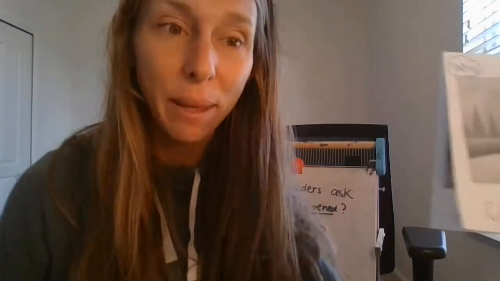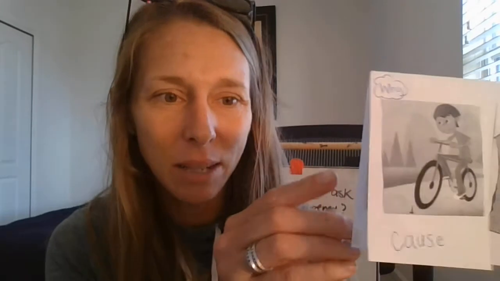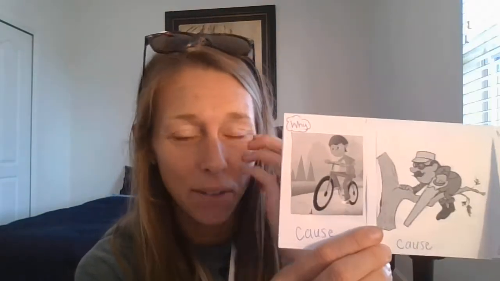Remember, we made our flip book and we talked about the cause of this boy running over the nail, and his effect was the flat tire. So this is what happened and this is why it happened. I also made the funny example of the man cutting down the tree limb, and he was sitting in the wrong place. And so the effect was he fell off the tree. Okay, so that's the cause and effect.